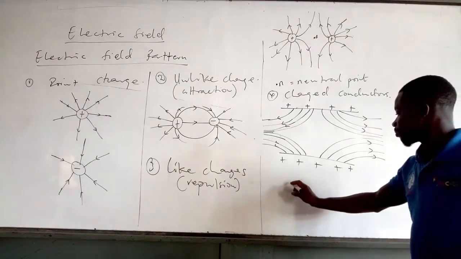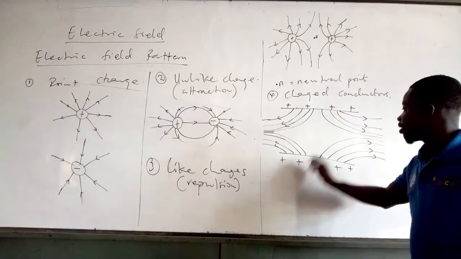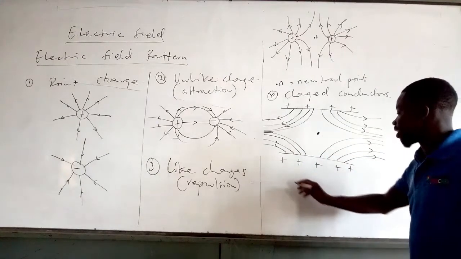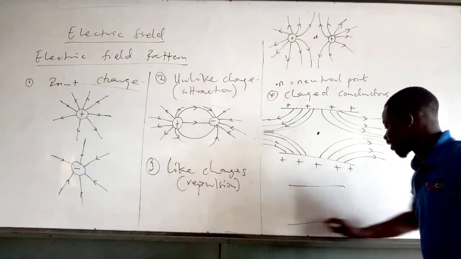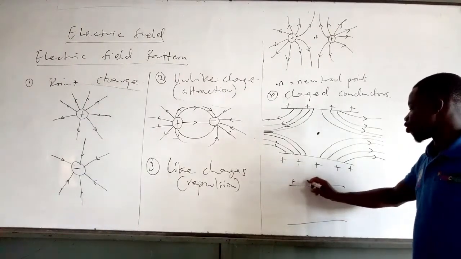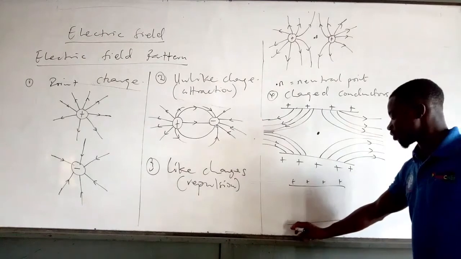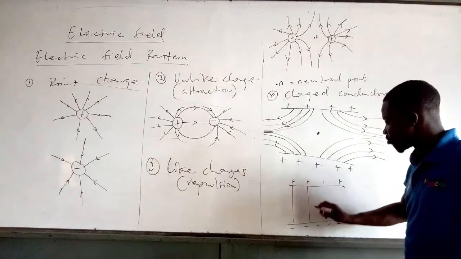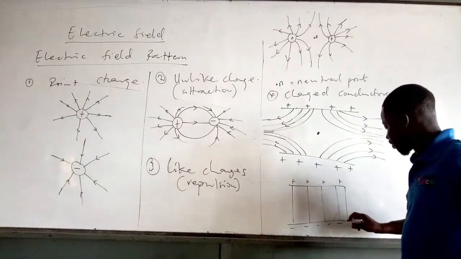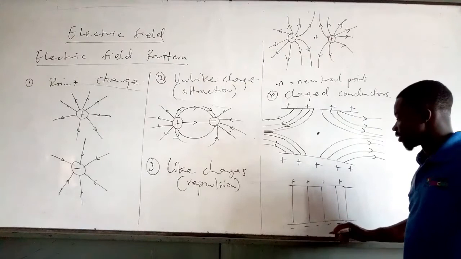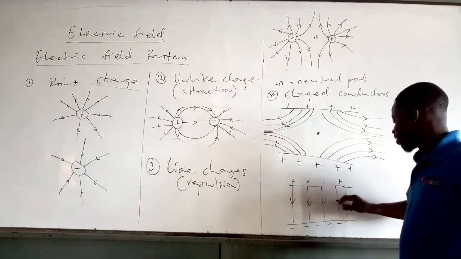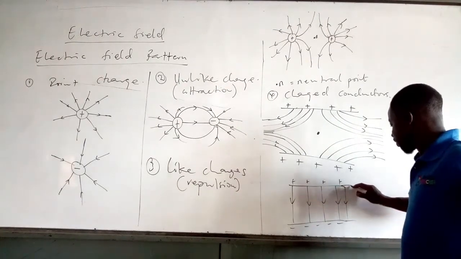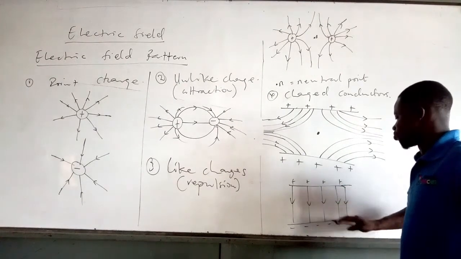What that means is that there will be a neutral point here. Then when we have two conductors that carry opposite charges, the top one is positive, the bottom one is negatively charged. The lines of force pattern between them is going to be like this. They move from the positive to the negative, like this. Good. So that is how they are going to be.